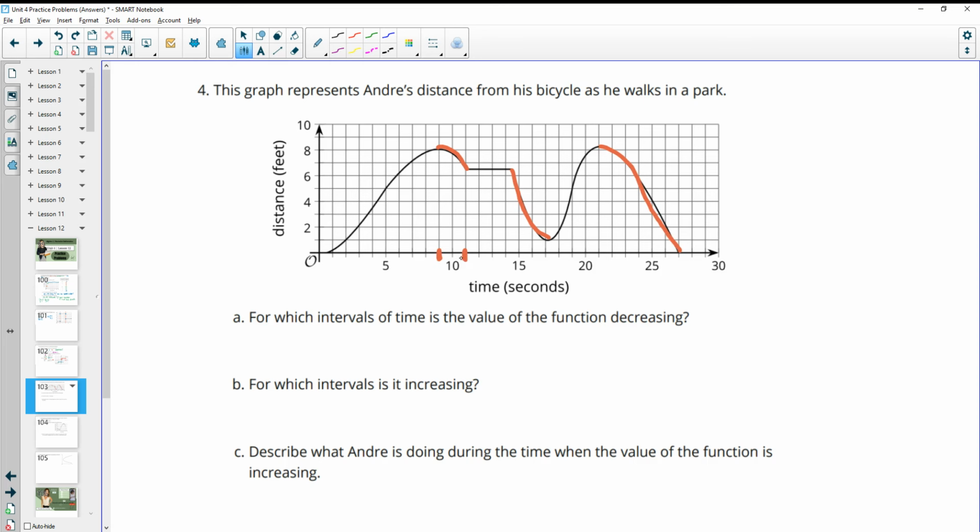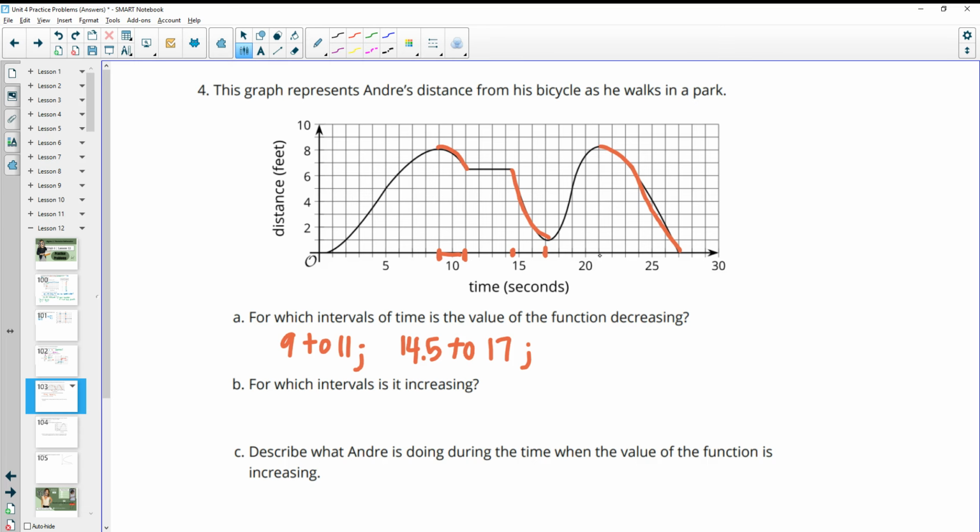So from here to here, it was decreasing. So that looks like from 9 to 11. So 9 to 11. Then from about 14.5 until about 17.